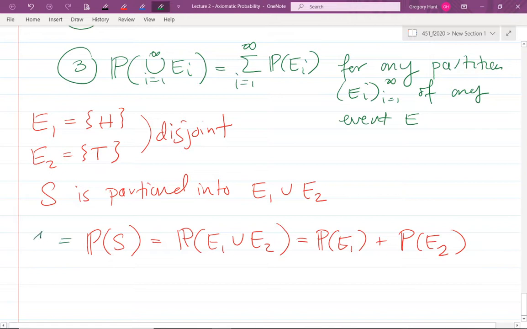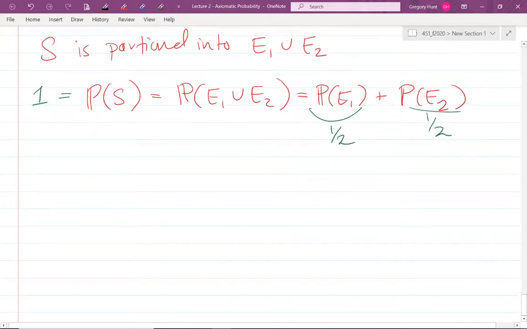The probability of S, we said before, is 1. The probability of E1, the probability of getting heads, is 1/2. And the probability of getting tails is also 1/2. 1/2 and 1/2 is 1. So we're good, at least in this example. That's actually the hardest part about the whole proof. But you can think about more generally how you'd argue for this.